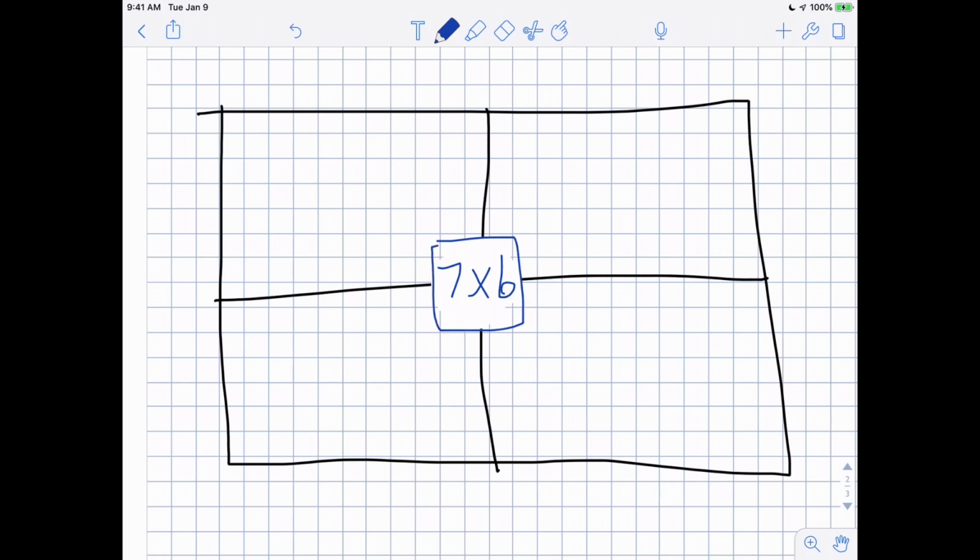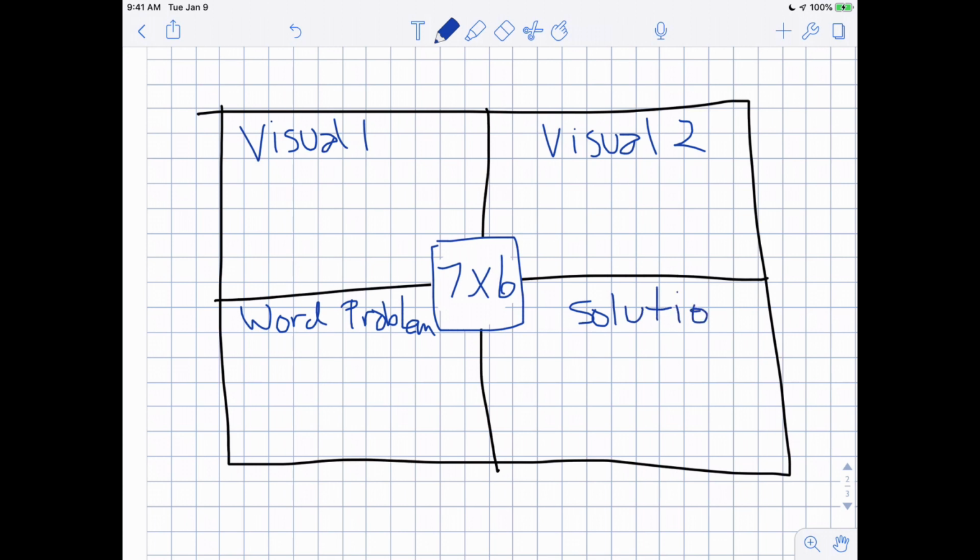And then right here, we want to do one visual model. We want to do a second visual model. Down here, we want to write a word problem. And then over here, we want to put the solution. So your students would take that binder paper, fold it into quarters, write down the fact that they're going to work on, and then do your visual 1, do your visual 2, write a word problem, and then write a solution.